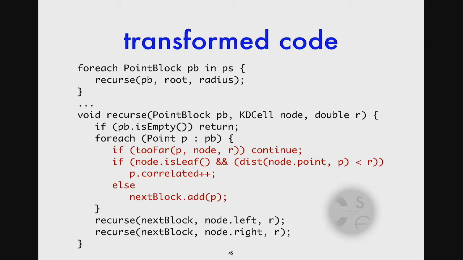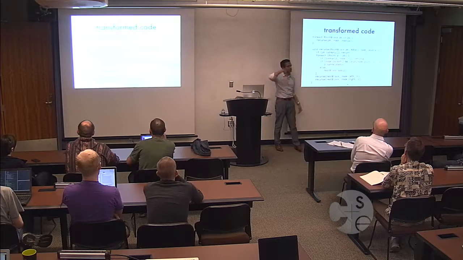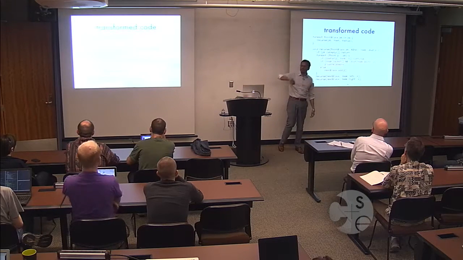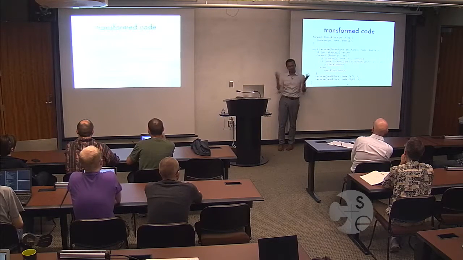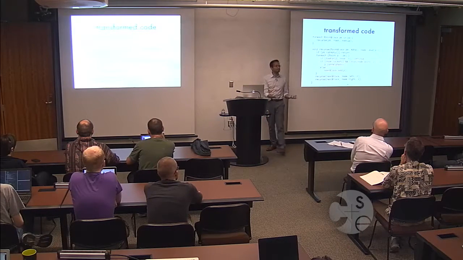Otherwise, for every point in the block, this red code is just the original loop body, or the original recursive function body. I compare to the node, I check if it's a leaf, I do the correlation. And if I want to continue recursing, I just add it to a next block. I defer the recursion. So basically, all the points interact with the current node. Anybody that wants to keep going gets added to the next block, and then I pass the next block down the tree. And this code implements that schedule.